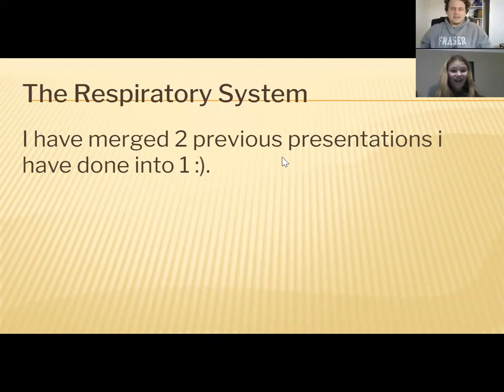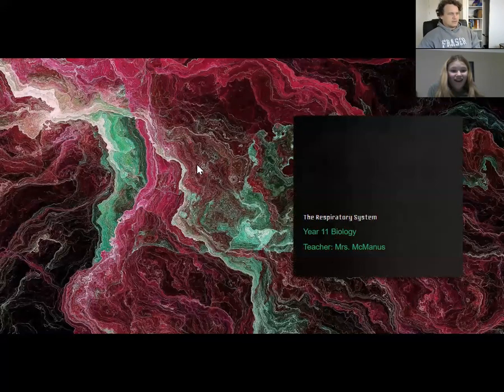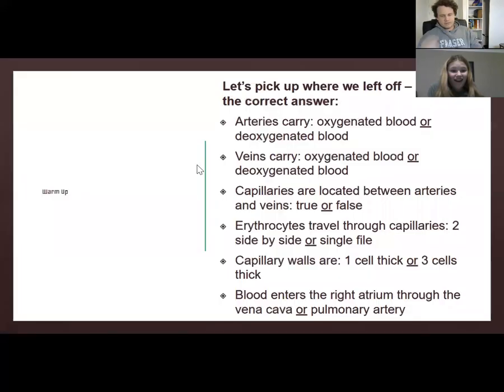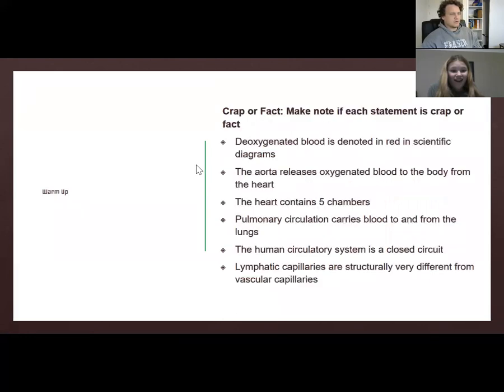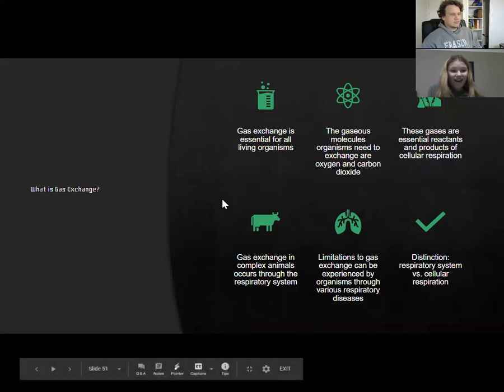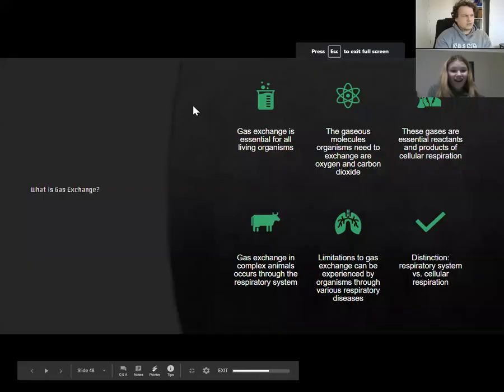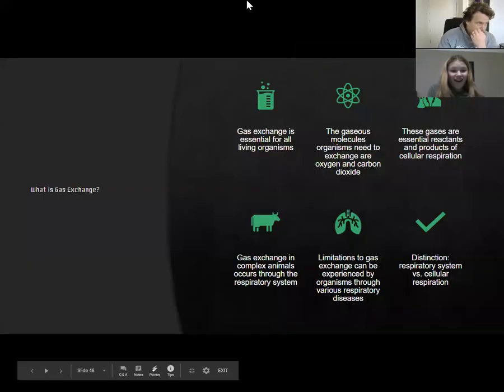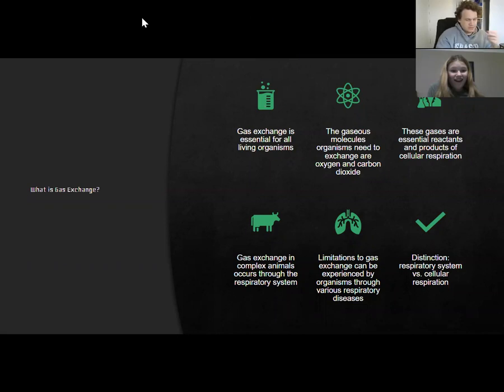Now let's look at the respiratory system. So, not the presentation that I want to use. Okay, now we're done. I merged the wrong things together.